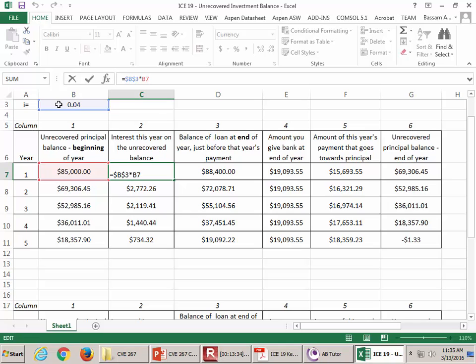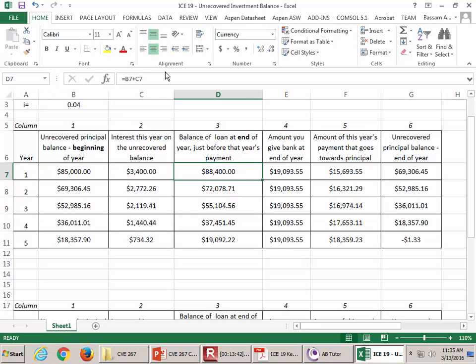I'd appreciate it. Okay, so this is the amount of interest that's due on the amount that hasn't yet been recovered. So then at the end of the year, it's going to be the beginning amount plus the interest. So this is at the end of the year how much we owe the bank, or from their point of view, that's the amount that they have not yet recovered on their original investment. So it's even more than they originally gave out because of the 4% interest.